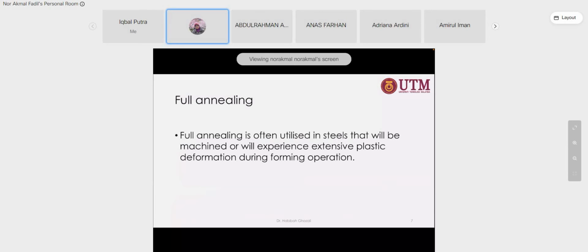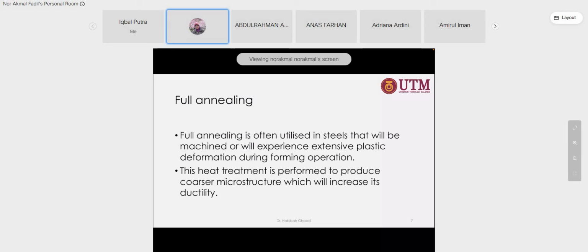So the full annealing. Full annealing is often utilized in steel that will be machined or will experience extensive plastic deformation during the forming process. Okay, so this is full annealing. This heat treatment is performed to produce a coarser microstructure, which will increase its ductility. Okay, coarser microstructure. Why?